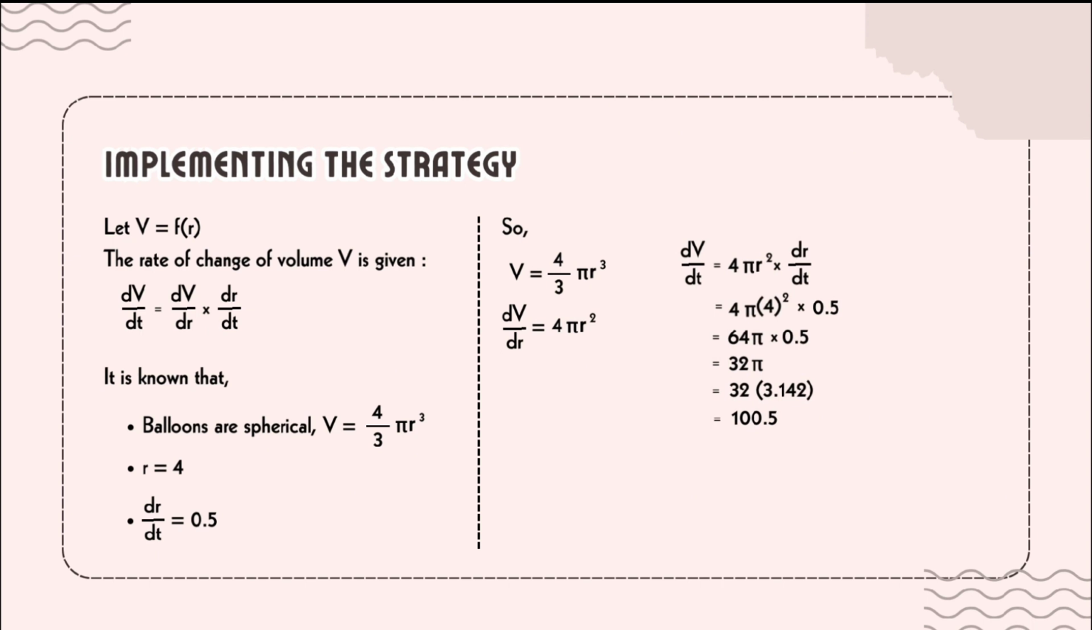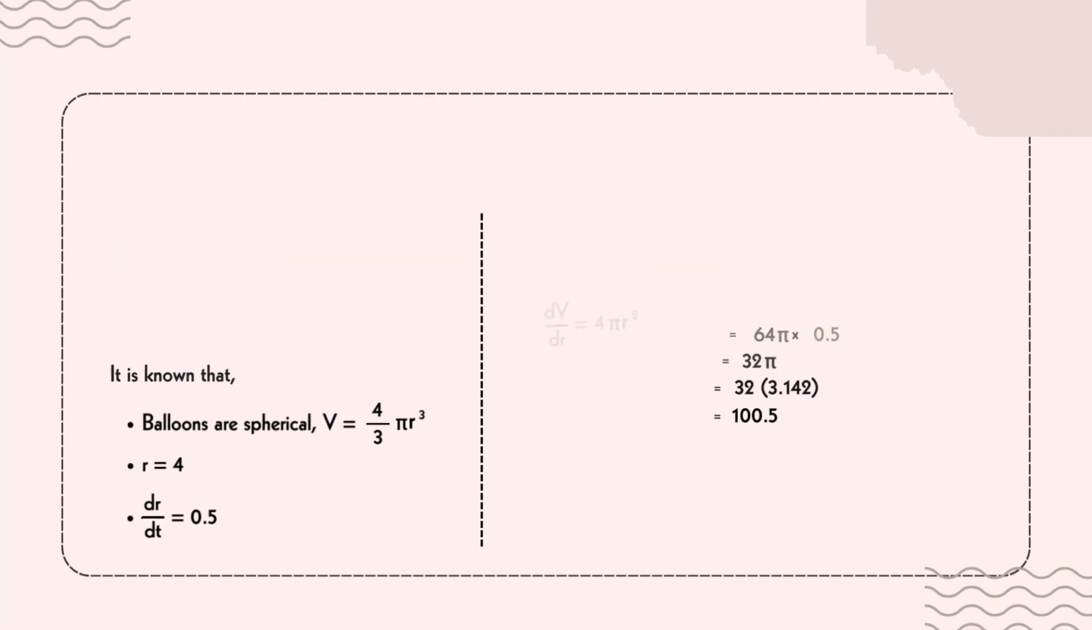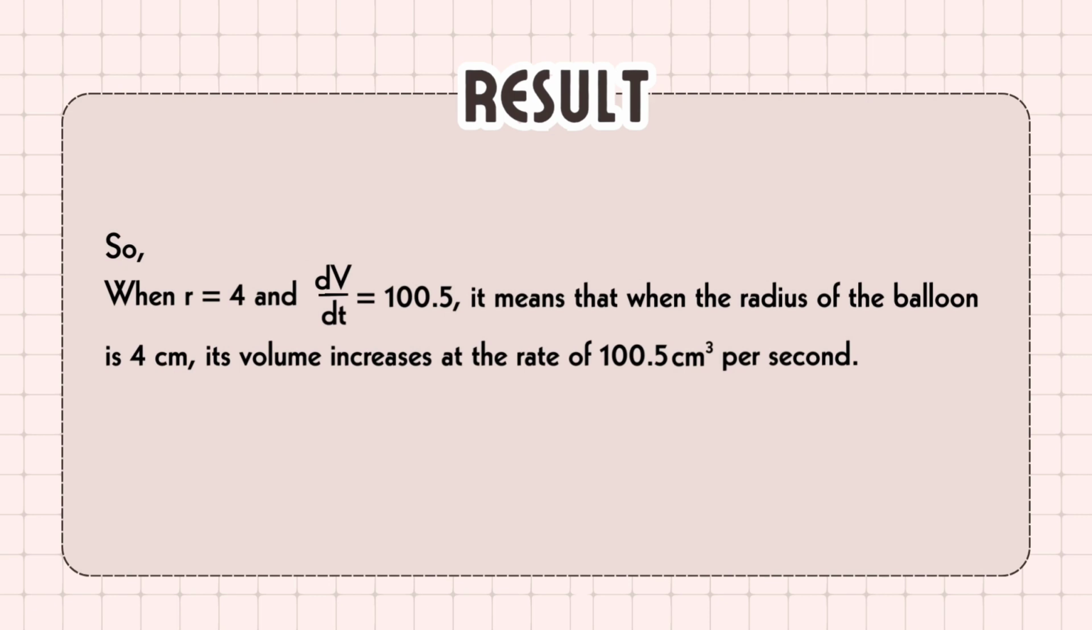The pi we need to change to the number 3.142. Then we got 32 multiplied by 3.142 and we got the last answer, which is equal to 100.5. So the result shows that when r equals 4, dV/dt equals 100.5. It means that when the radius of the balloon is 4 cm, its volume increases at the rate of 100.5 cm cubed per second.